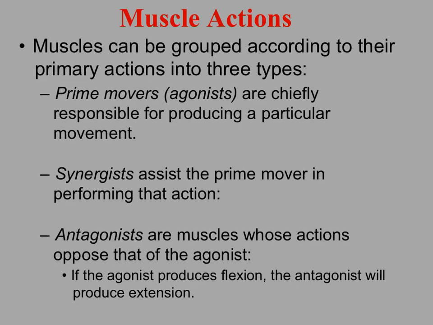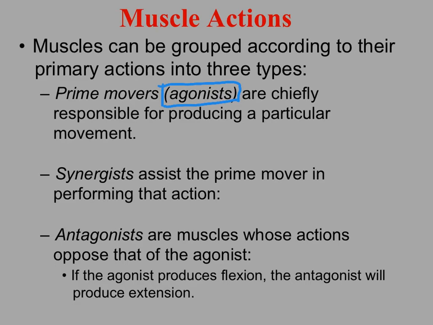Another way that we can group muscles according to their actions is into 3 ways. When an action is occurring, a muscle is doing one of a couple things. The muscle that's mostly or chiefly responsible for producing a particular movement is called an agonist or a prime mover.